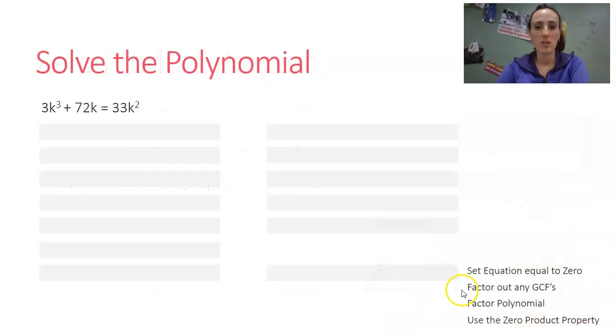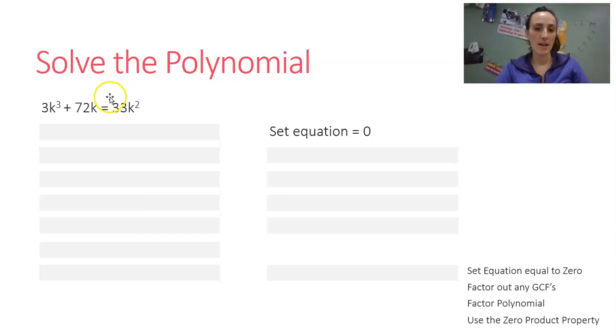Using that information, the first thing we have to do is set the equation equal to 0. So I have this equation equal to 33k squared. I need it equal to 0, so I'm going to move this to the other side by subtracting it on both sides. That's going to now leave me with the equation 3k cubed minus 33k squared plus 72k equals 0.